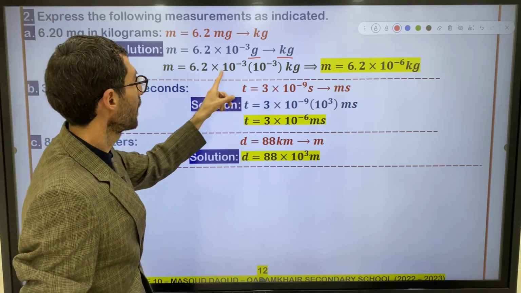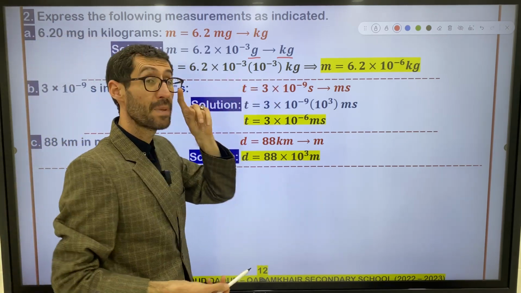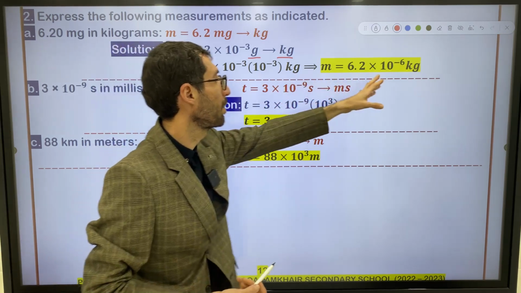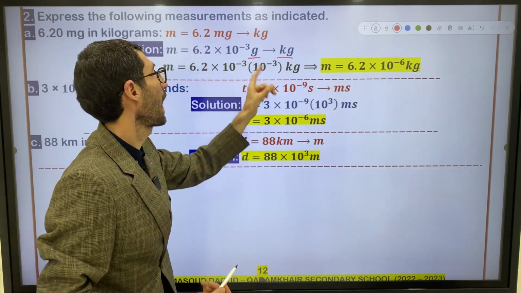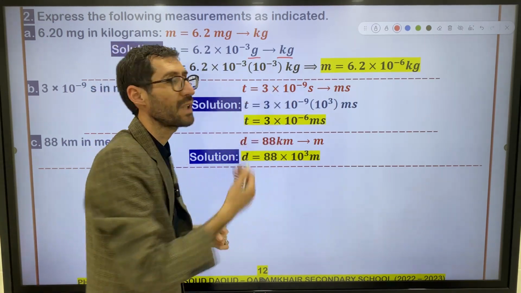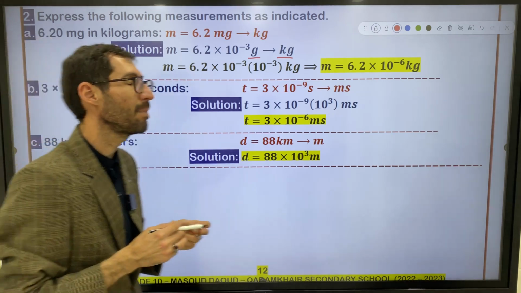We have two numbers with a common base here. Write one of the bases and add the exponents together. The answer will be 6.2 times 10 to the power negative 6 kilograms.